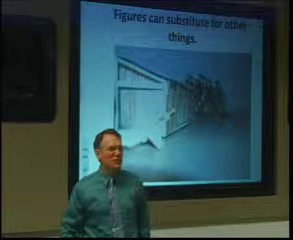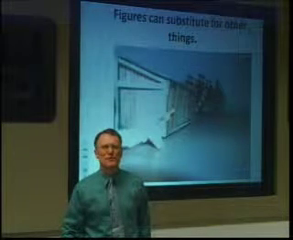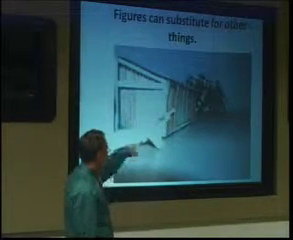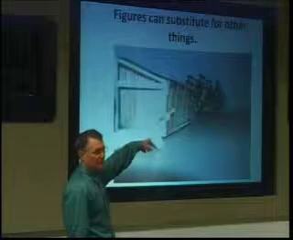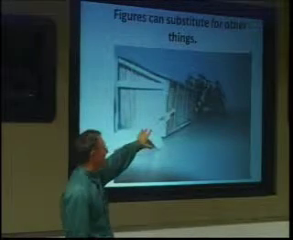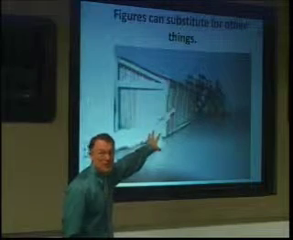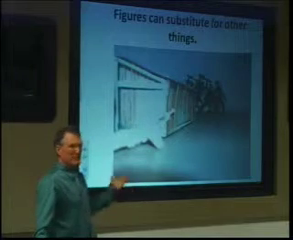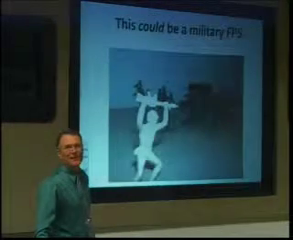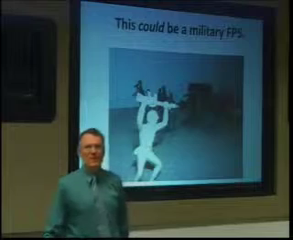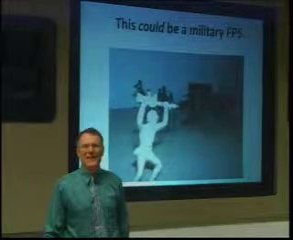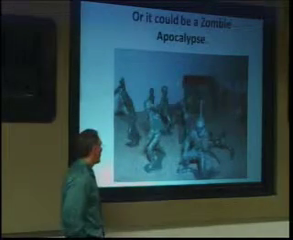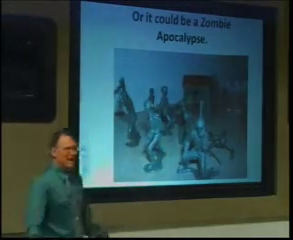You should understand that figures can substitute for other things. Plastic soldiers that you can get at the dollar store, used to be a dime store, are very commonly used in physical prototyping. But they don't have to represent plastic soldiers. Yes, this could be a military first-person shooter that we're looking at here. It could also be a zombie apocalypse. No problem making those green soldiers all represent zombies.